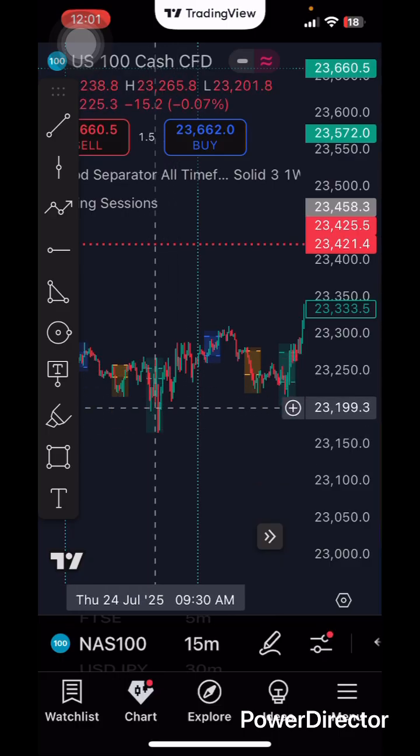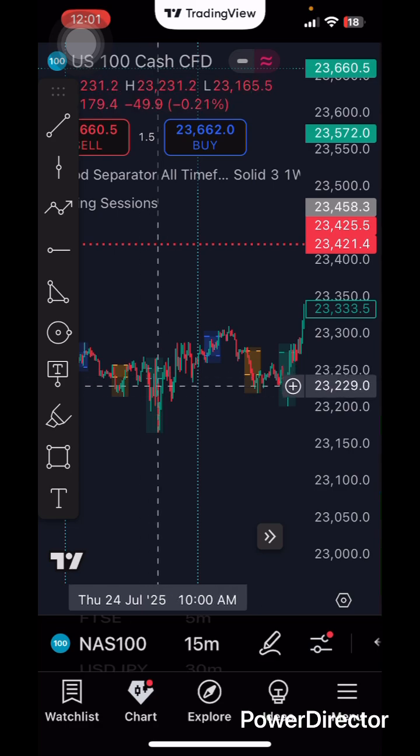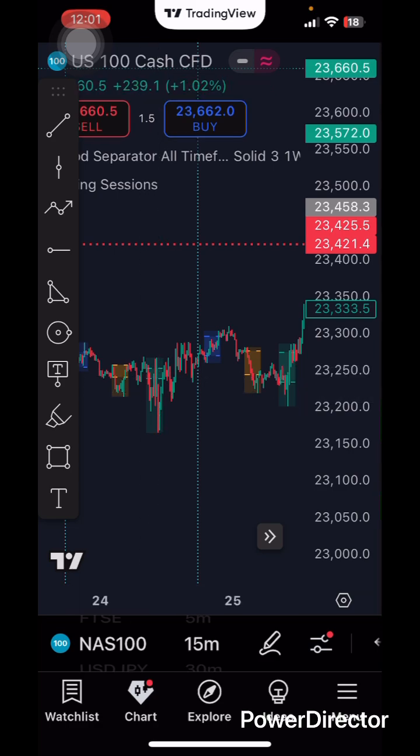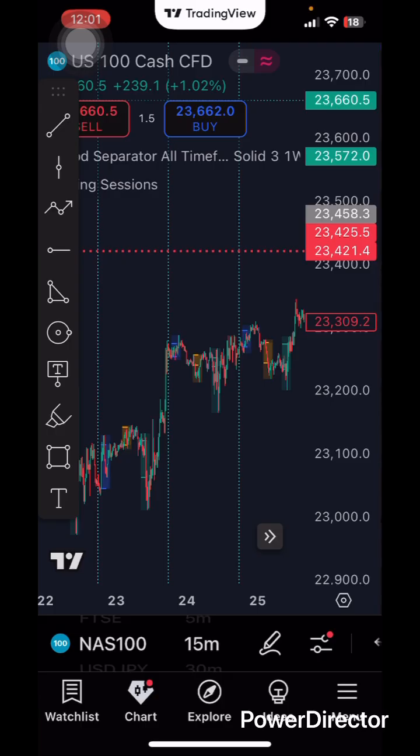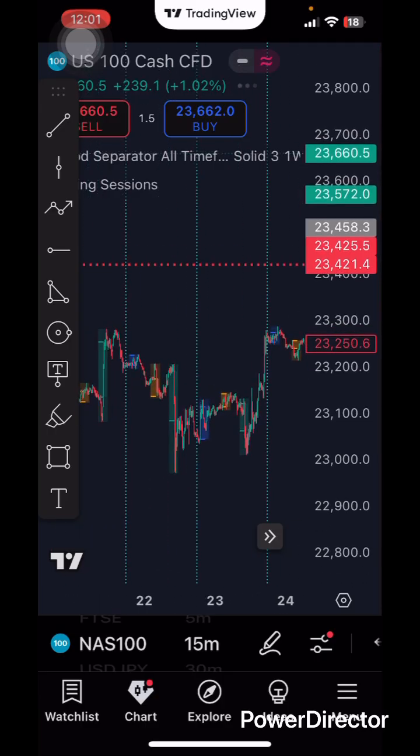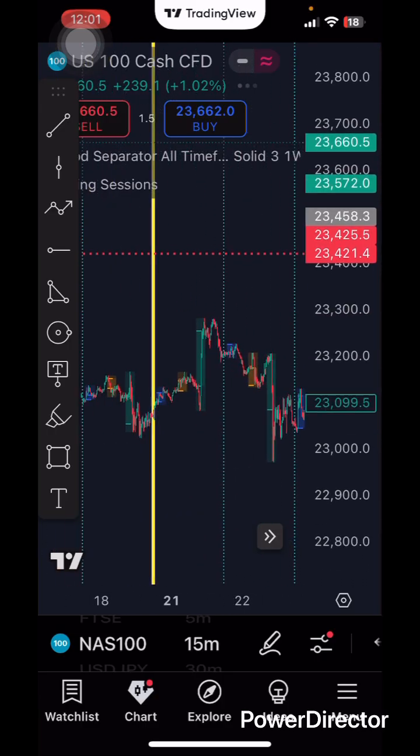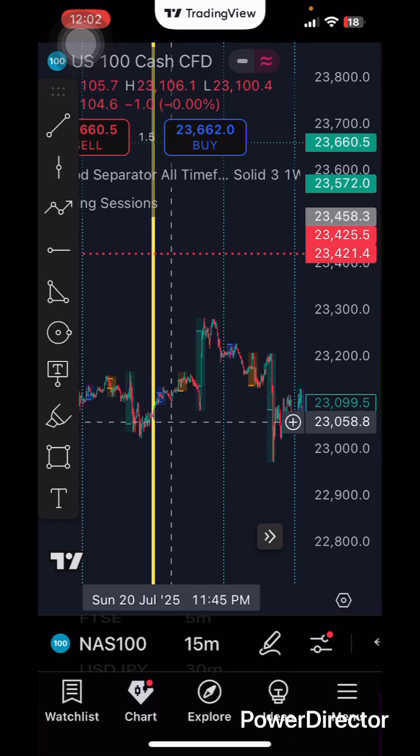You know what I mean? That would have been hard to trade. I bet you traders got chopped up right there on that Thursday. Okay, so not every time is that trade going to happen, but a lot of the times you'll be able to see it clearly like this.